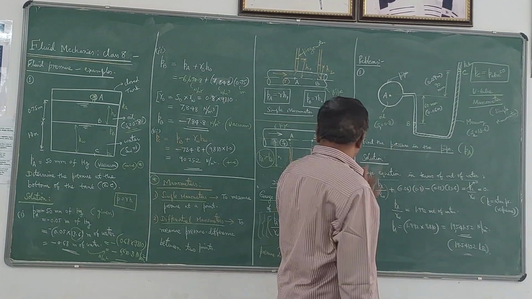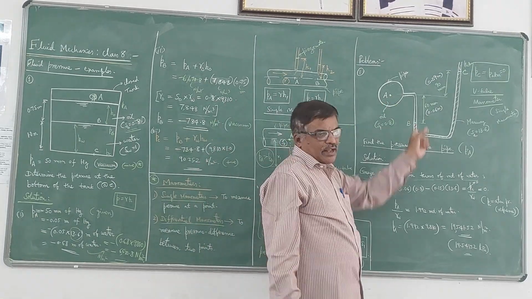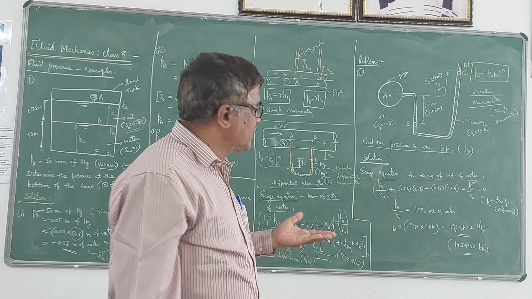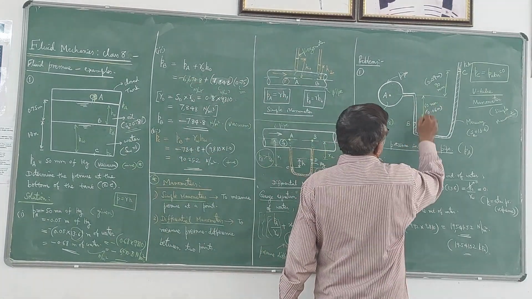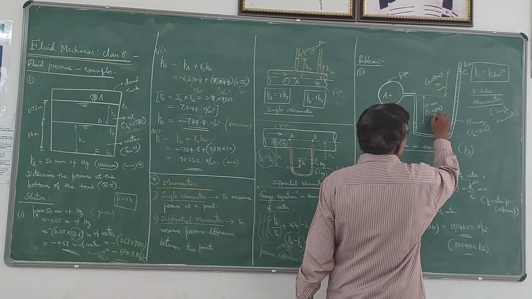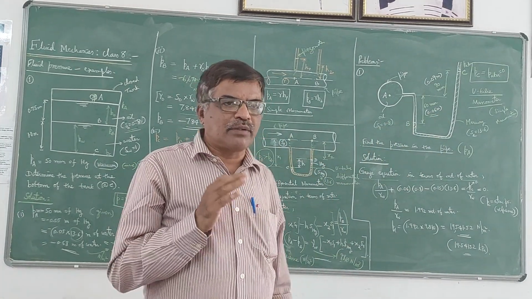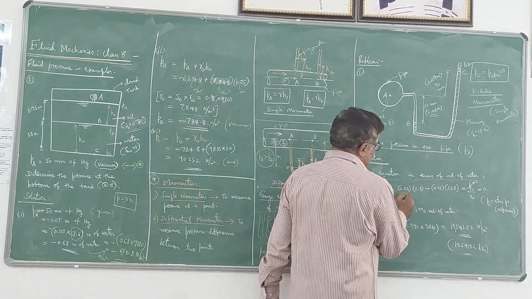Now, according to this concept, B is below A. When the point is below the previous point, pressure is more. That means you have to use plus sign. What is the distance? Distance between these 2 points in meters we have to write. So please be careful. If they give in centimeters or millimeters, convert them to meter. So 0.06 is the distance in meters.